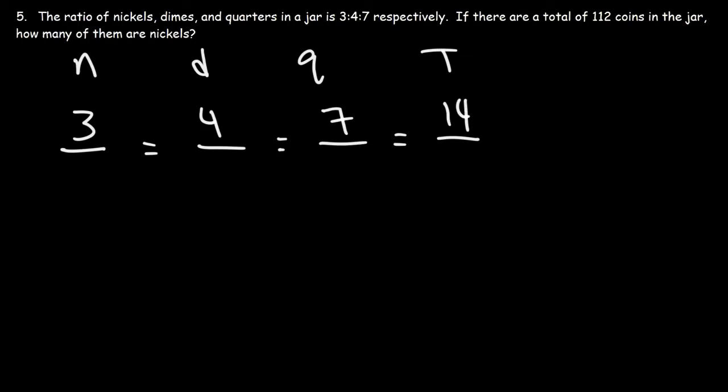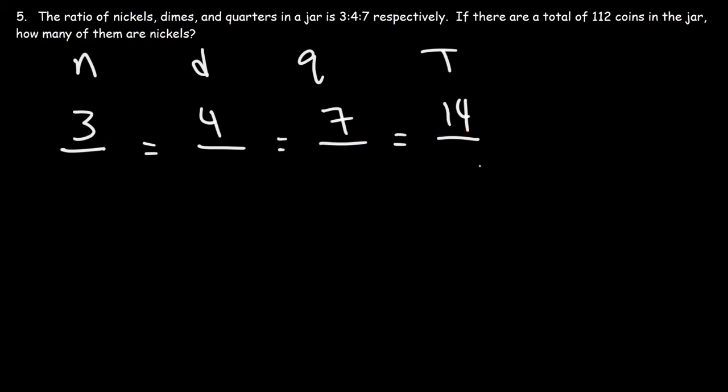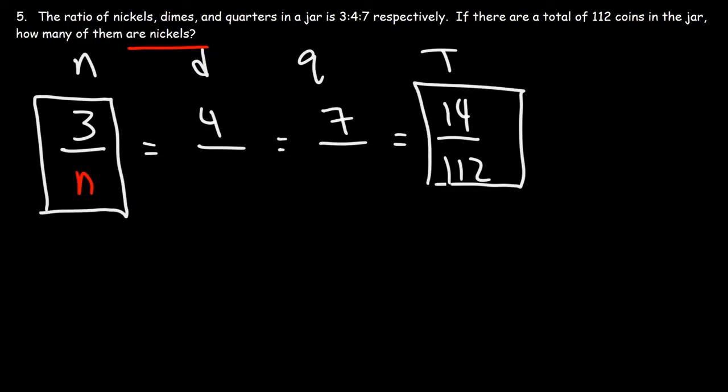So this is based on the ratio. On the bottom, I'm going to put the actual number of coins in the jar. The total number of coins in the jar is 112. Now, I can calculate the number of nickels, dimes, or quarters. It doesn't matter. However, we want to focus on the number of nickels. So we can put an X here, or if you want to, you can put N for nickels. So all I need to do is set this fraction equal to this one. So 3 over N is equal to 14 over 112.